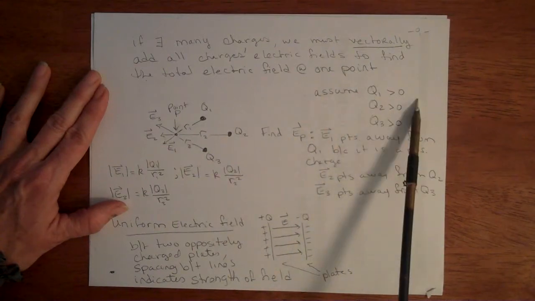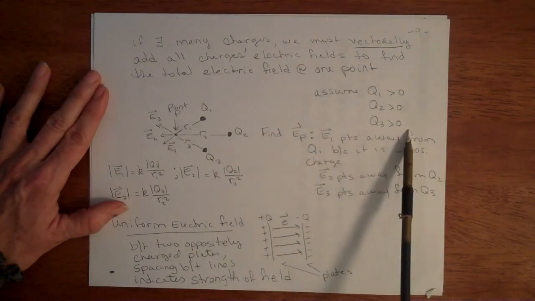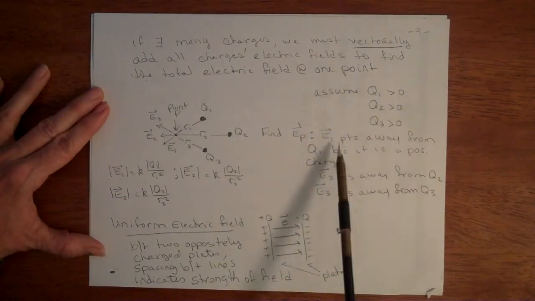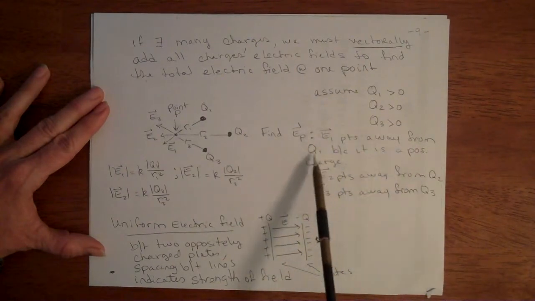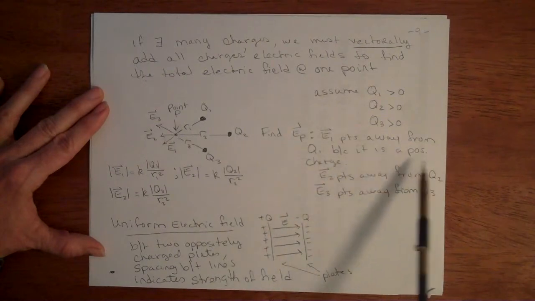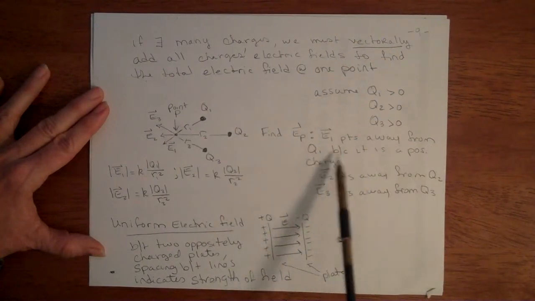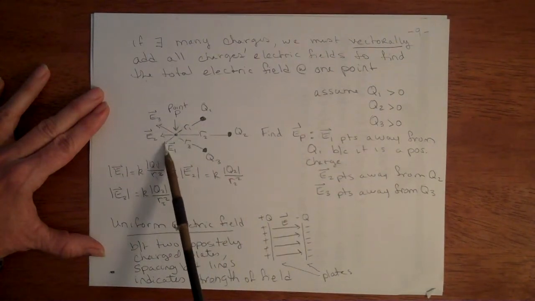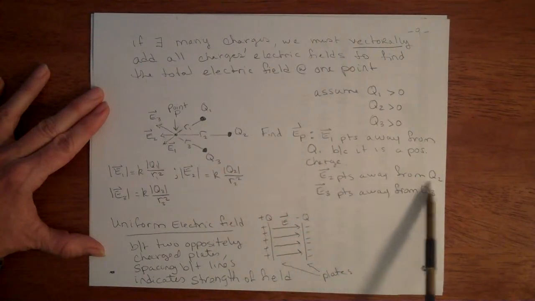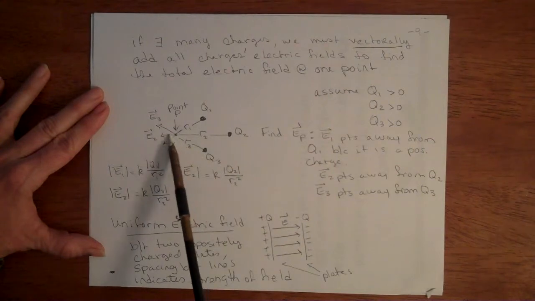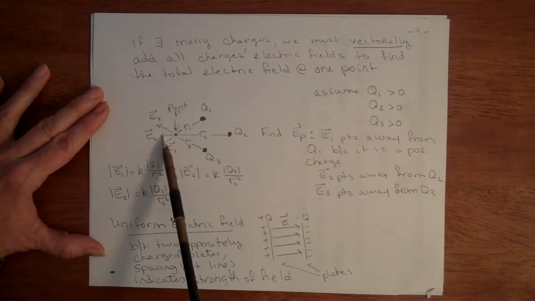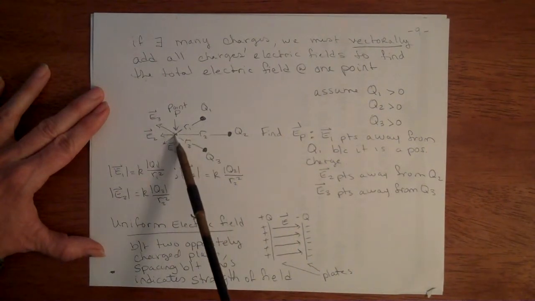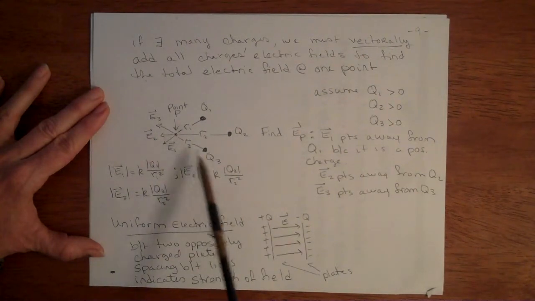Let's assume that Q1 is greater than 0, Q2 is greater than 0, and Q3 is greater than 0. If they're all positive, then remember the electric field points directly away from the charge if it's positive. So E1 points directly away from Q1 because it is a positive charge. Here's Q1, here's E1 at point P. E2 will also point away from Q2, again because it's a positive charge. E3 points away from Q3, same reason, it's a positive charge.